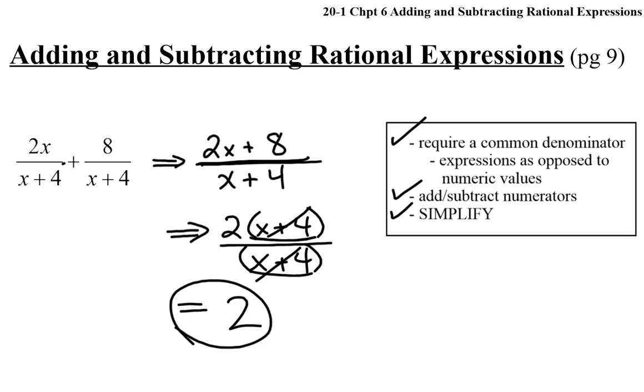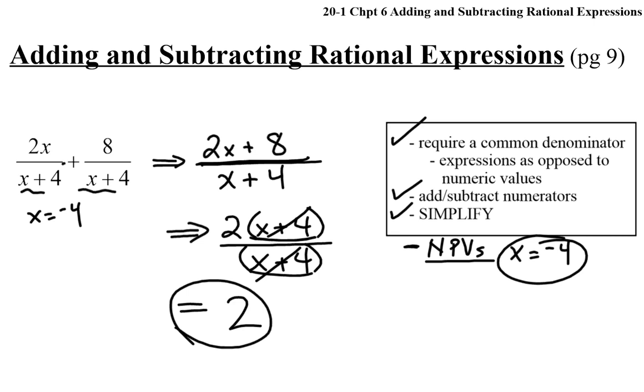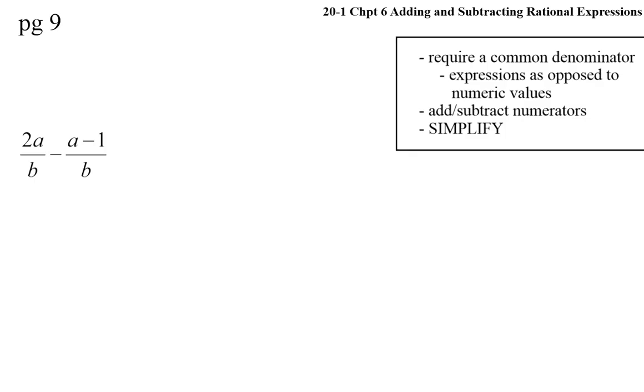Will it always equal 2? Not necessarily, because again, we always need to identify those NPVs. What are the values throughout this question that would create a question we couldn't do? That's if our denominator equals 0. What would make a denominator of 0? If x equaled negative 4. So our NPVs are when x equals negative 4. Make sure you identify. So our answer is 2 as long as x didn't equal negative 4 during the question. There you go. Let's go through a couple other ones fairly quickly now.